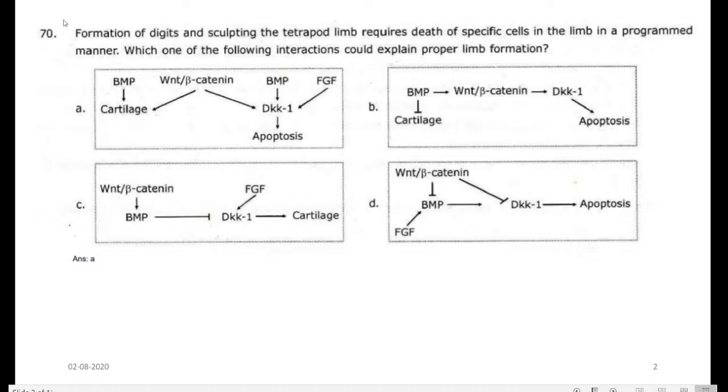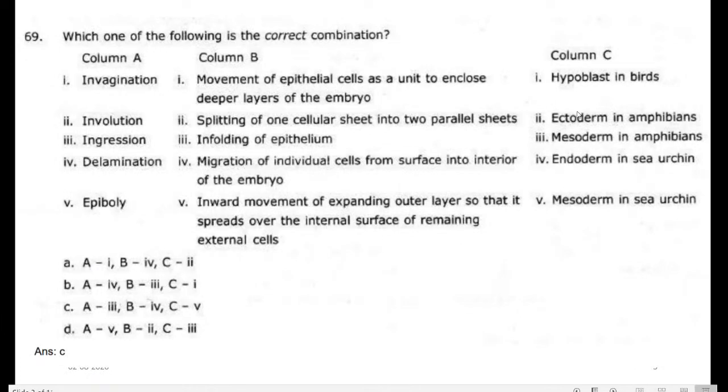Okay, next. Here is a very easy question. If you know the fundamental process, you can easily answer this question. In this question, the first thing is about the developmental steps: invagination, involution, ingression, delamination, epiboly. Here these are all the terms. Here we have what the process is, and here we have where it happens. These are all the combinations, and we want to select the correct one.